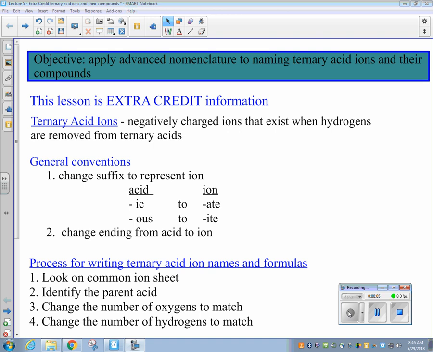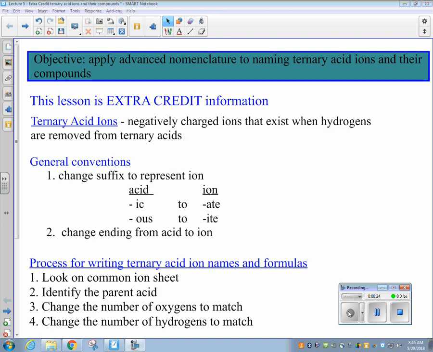The lecture you're about to listen to contains information that will be extra credit on your nomenclature and bonding test regarding the naming process for ternary acid ions and compounds containing ternary acid ions. So, without any further ado, let's go ahead and get started.